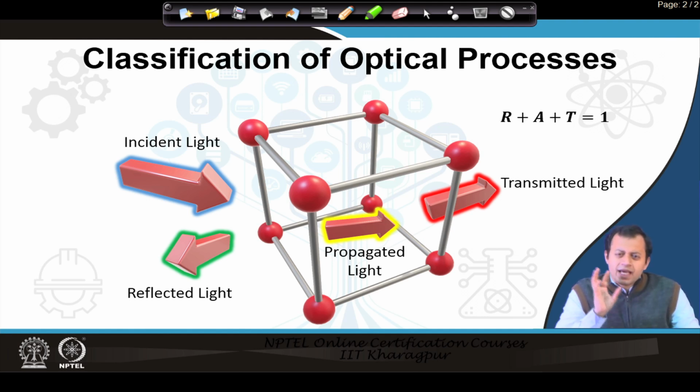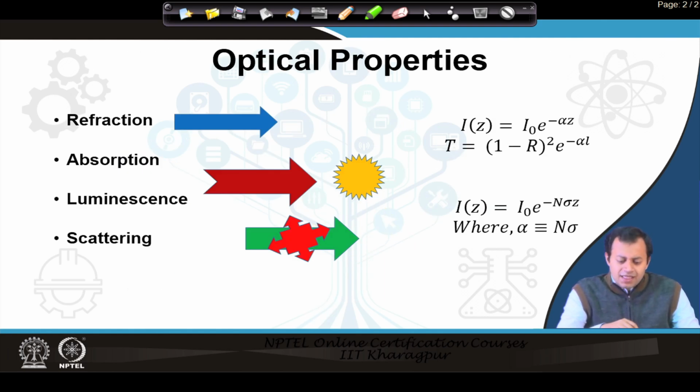What exactly takes place when you have light interacting with atoms, molecules, electrons, what are present inside the matter per se? We can classify these optical processes into these 3 or 4 categories: refraction, absorption, luminescence and scattering. There are some other properties as well, but let us stick to these because these form the most important ones.